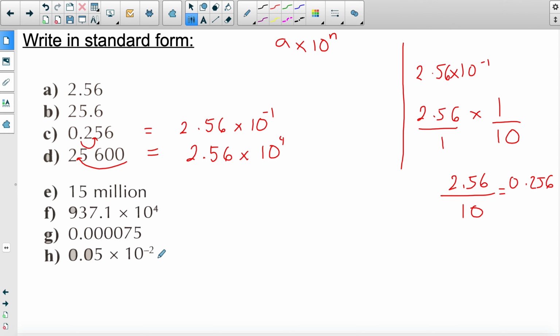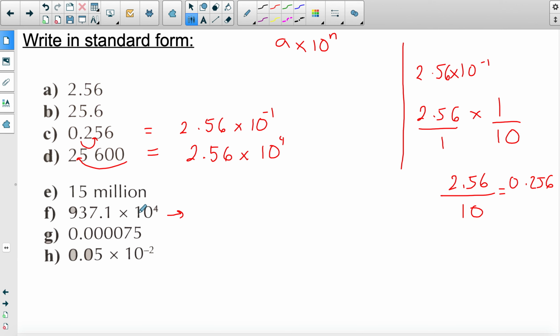You can attempt these. I'm going to go through this example just to show you what happens when you actually have it in, when you have a 10 there already. It's already being multiplied by a power of 10. Now this is not in standard form because the a part is not between 1 and 10. And so you'll have to change it.